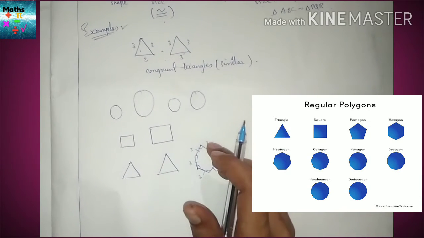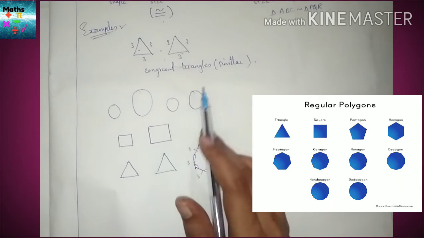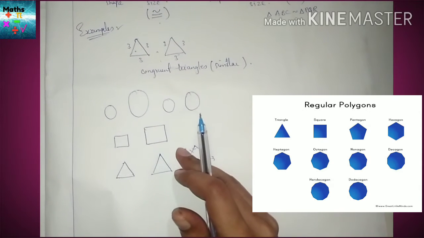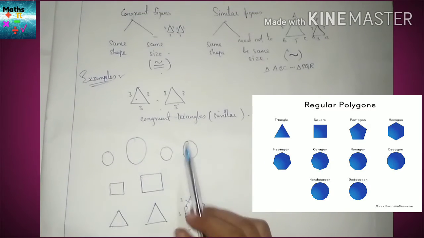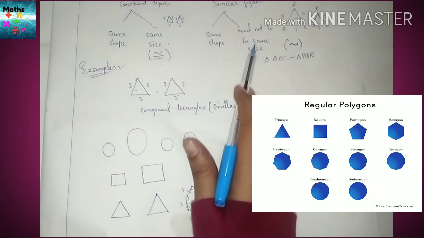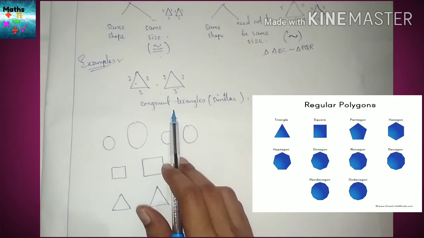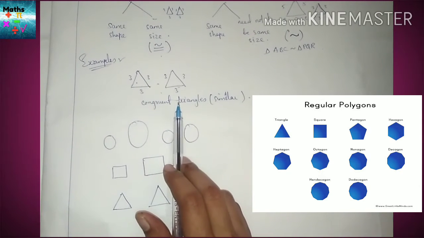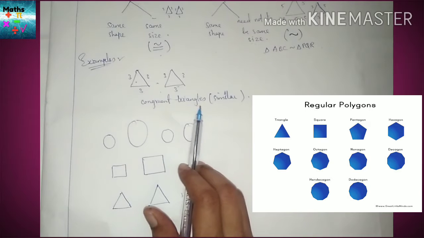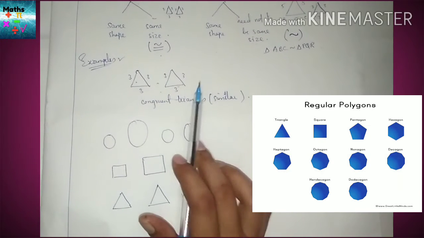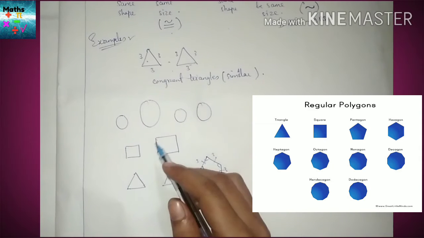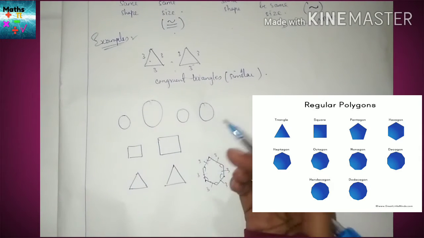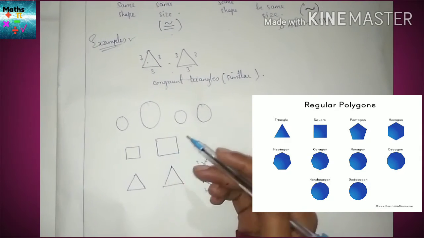These are examples of similar figures. So now I think you have understood what we mean by similar triangles. Similar triangles means same shape, need not be same size. But one more condition is this: two congruent figures are similar, but two similar figures need not be congruent. And all circles are similar, all squares are similar, all equilateral triangles are similar.